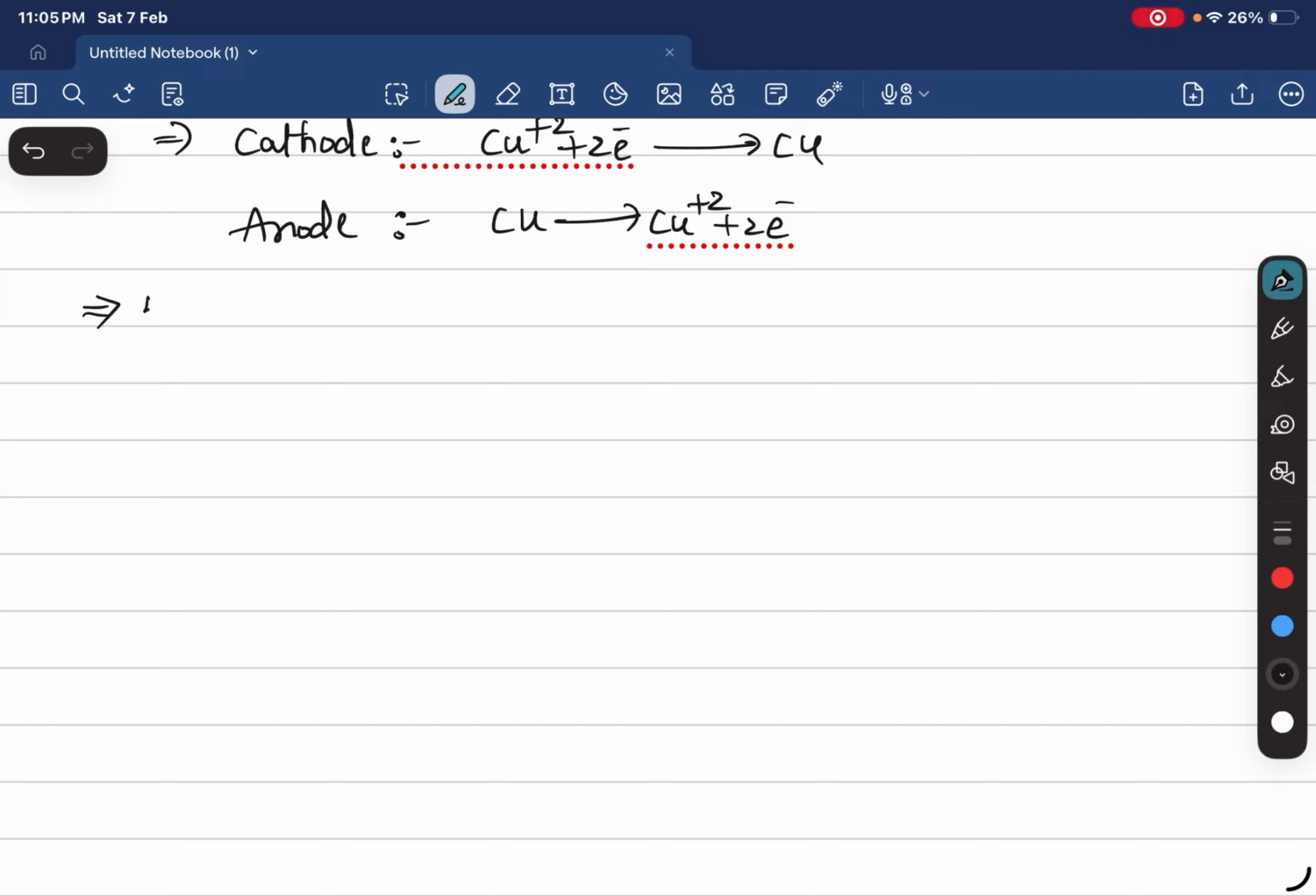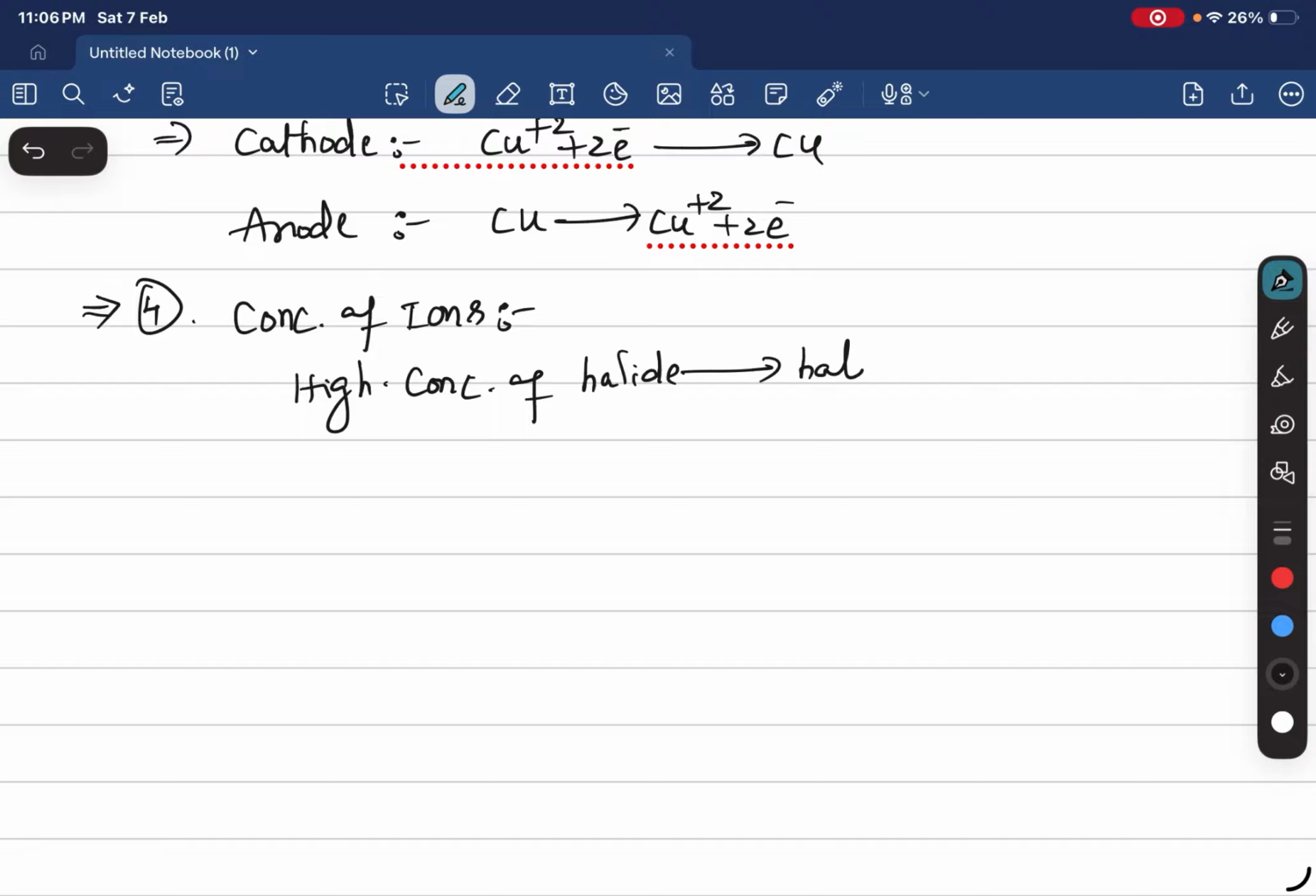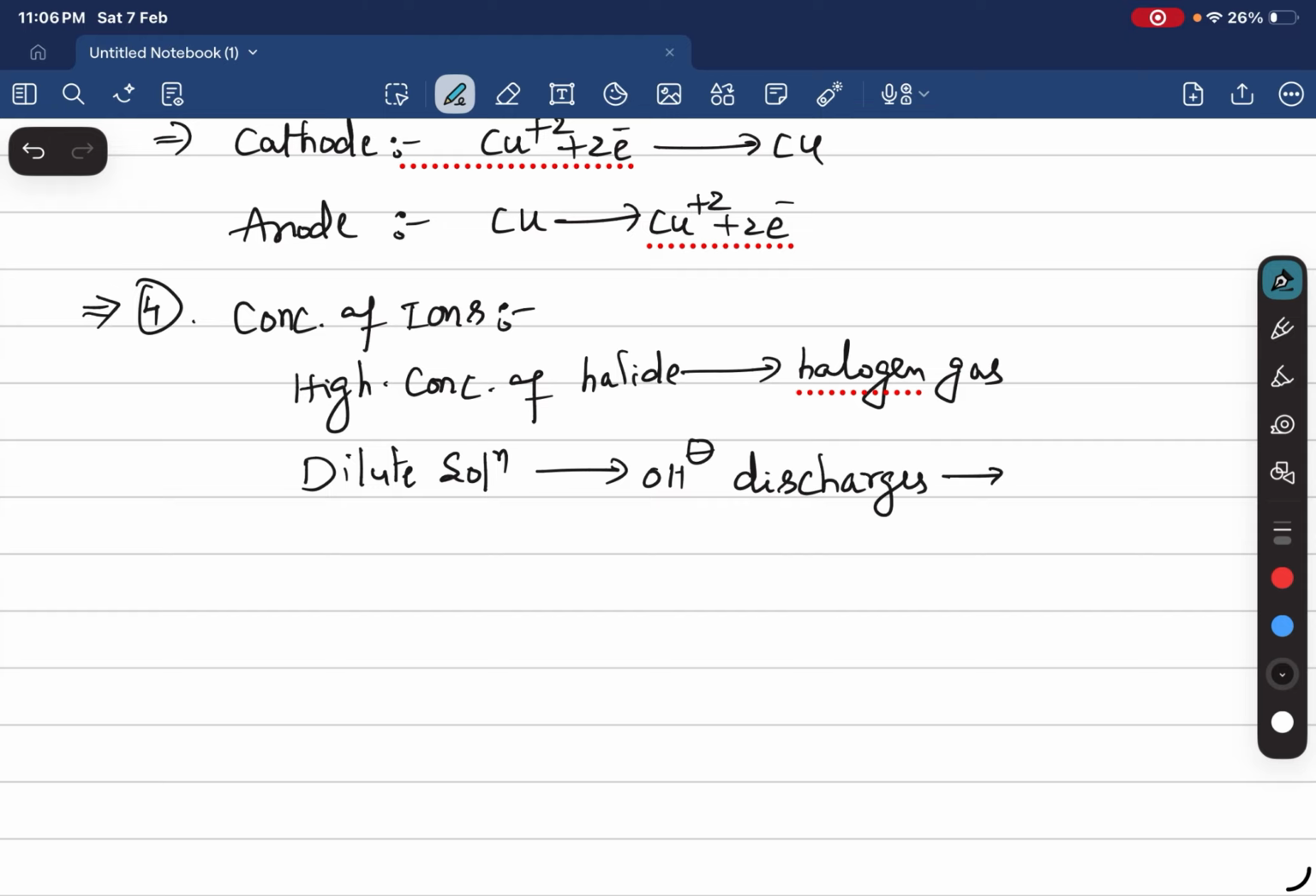There is one more last factor, that is the concentration of ions. Even the concentration of ions also decides which products are formed at the electrodes. So a high concentration of halides liberates halogen gas, like chlorine, bromine, those things. In a dilute solution, OH- discharges from water and forms O2 gas.